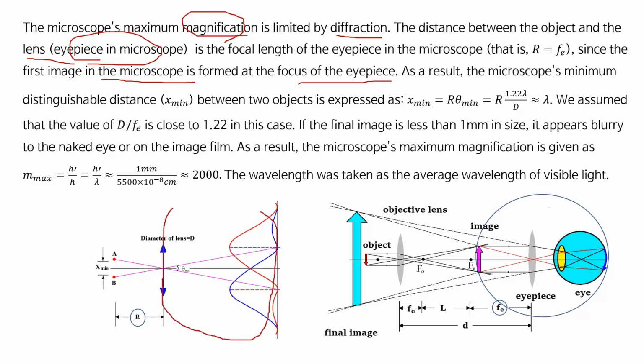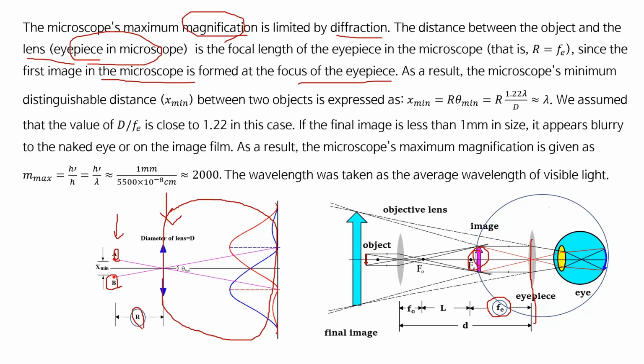This corresponds to the eye, and we have two objects here, and the distance between the objects and the lens is r. Here the object is here and the lens is here, so r corresponds to Fe here.